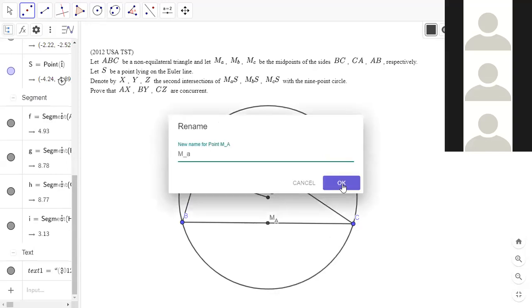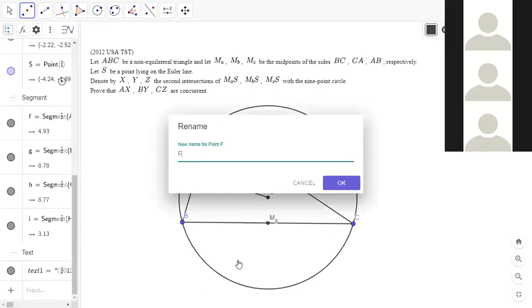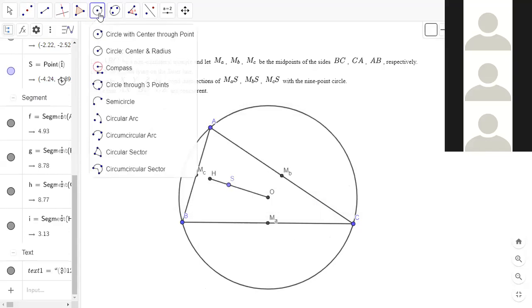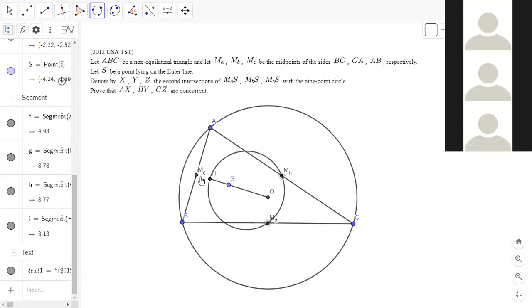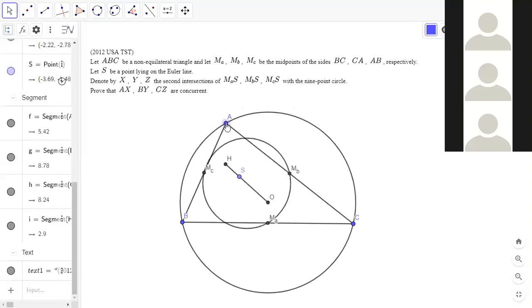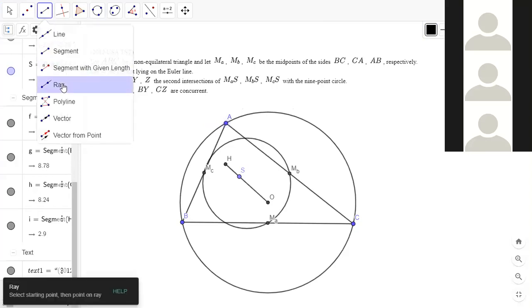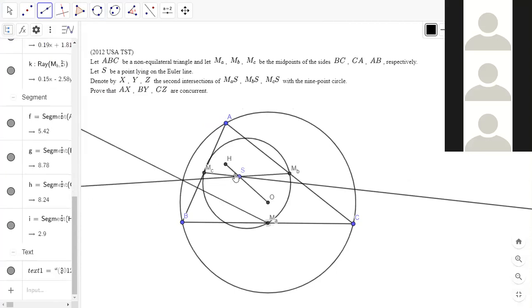So we're on our 4th problem. We have about 45 minutes left. So let's see where we can go with this. So we draw the 9-point circle. So that's basically the circle through MA, MB, and MC. And then we draw segments through point S, and we see where they meet the circle. MCS, MBS, and MAS. We let them intersect the circle at X, Y, and Z.